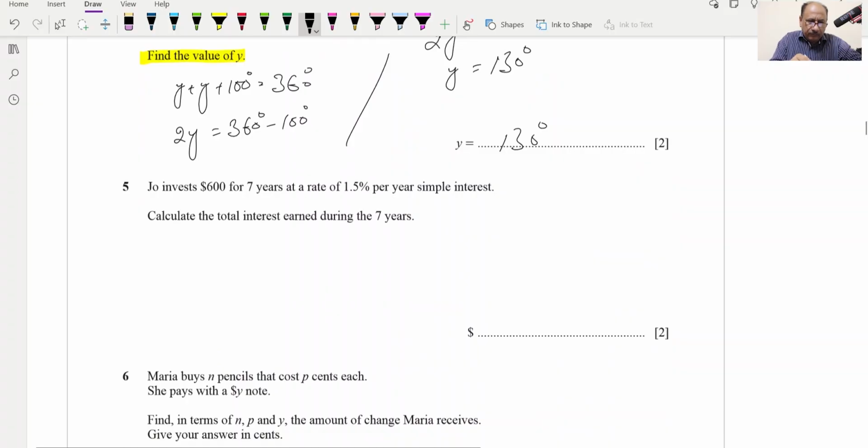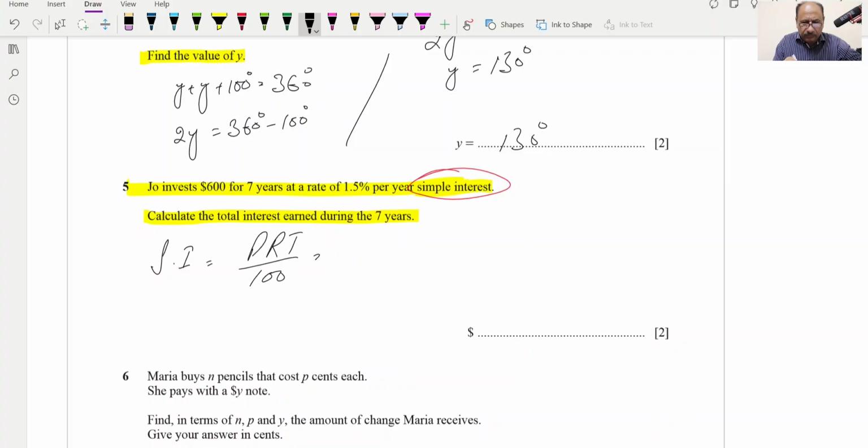Question number 5 says Joe invests $600 for 7 years at a rate of 1.5% per year, simple interest. So in this case, simple interest, we'll apply the simple interest formula. Calculate the total interest earned during the 7 years. Simple interest is equal to PRT over 100, this is the formula which we will be applying.